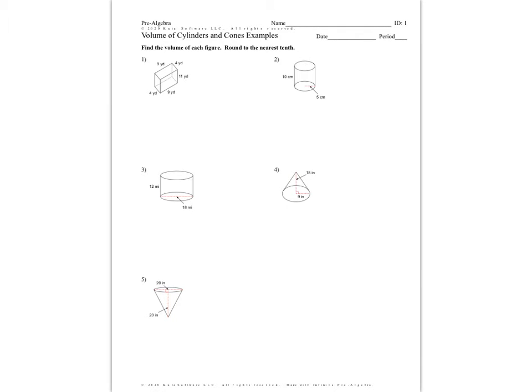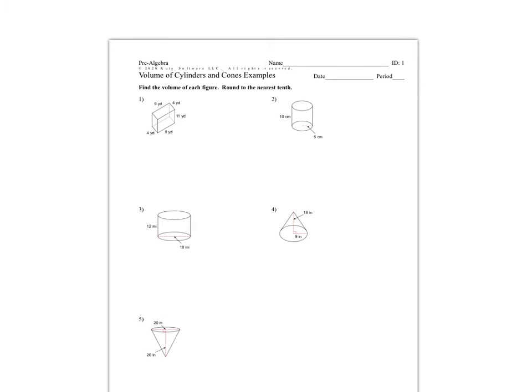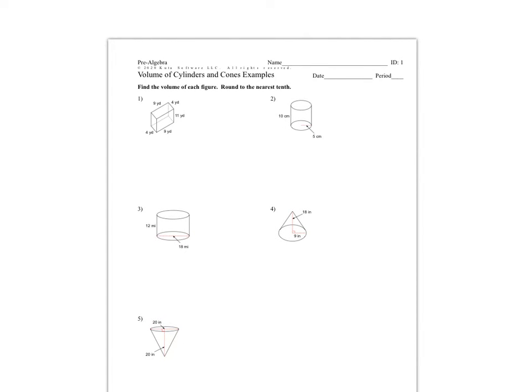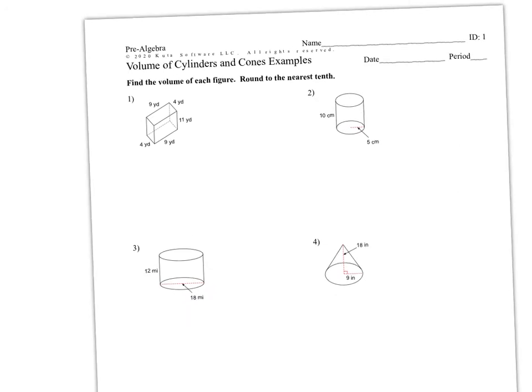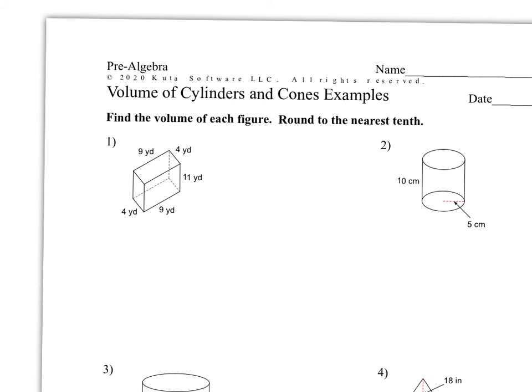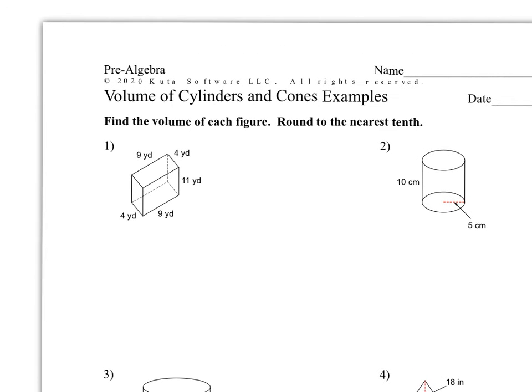Alright, so here's how we're going to deal with area and volume, and I'll write the formulas down here in just a second. The things we're going to be focusing on are the volume of cylinders and cones. But I do want to start this off by looking at how to find the volume of a box or a prism.